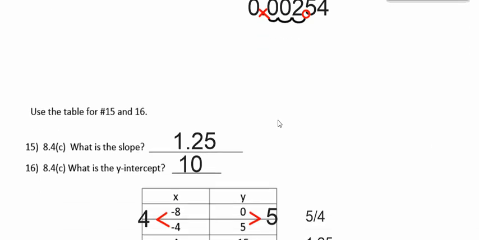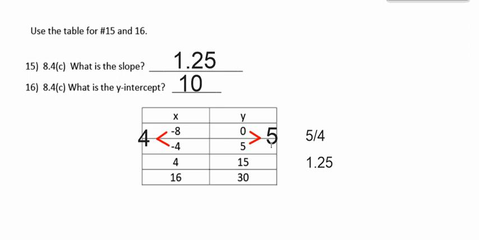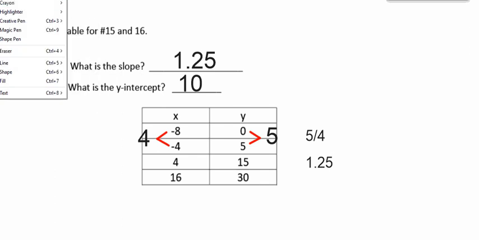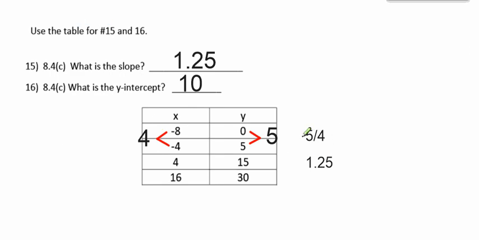Well, I'll give you a sneak peek of number 15, but the rate of change is 5 divided by 4, which is 1.25. I got a calculator because I didn't want to do it old school, and I found out that the y-intercept is 1.25. Or I'm sorry, slope is 1.25, and I found out the y-intercept is 10. So when x is 0, y would be 10.